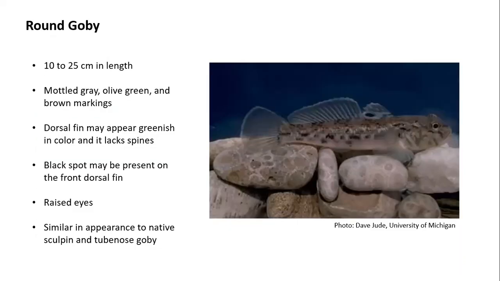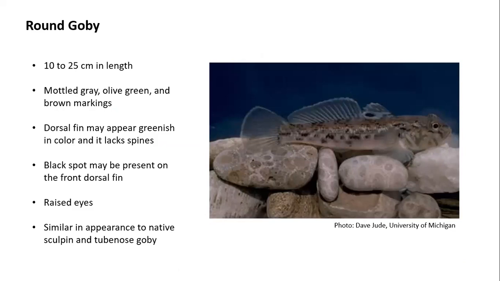And then round goby. Round goby is about 10 to 25 centimeters in length. It's got mottled gray, olive green, and brown markings. The dorsal fin, which is the upper fin, may appear greenish in color sometimes, but it lacks spines. So it's not going to be sharp or pokey.